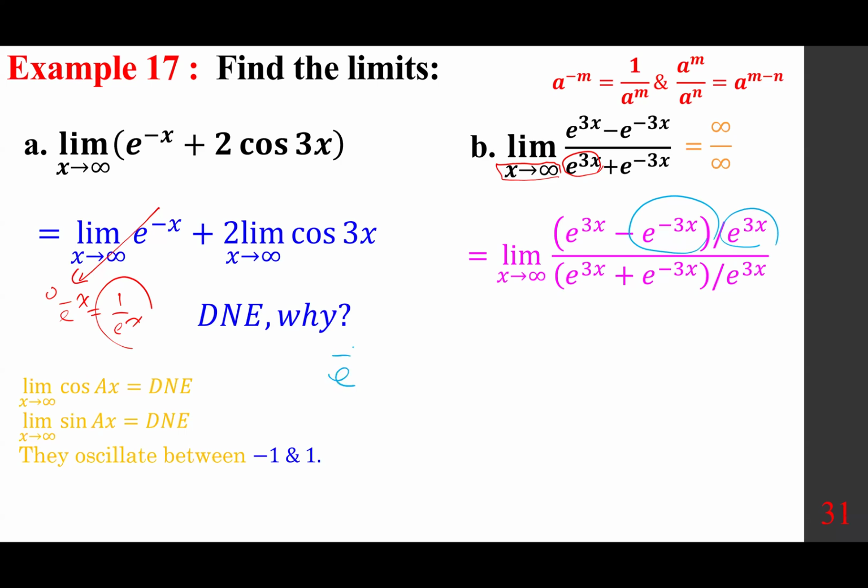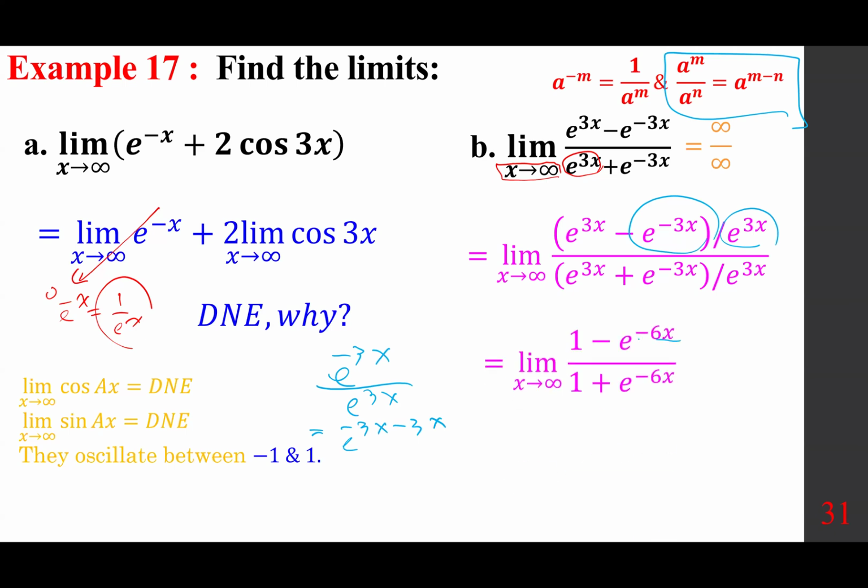So e to the power of minus 3x divided by e to the power of 3x, according to this exponential rule, is e to the power of minus 3x minus 3x, and that gives us e to the power of minus 6x. And that's the same thing for this piece in the denominator. And of course, as x approaches infinity, e to the power of negative 6x goes to 0. So does this one. And the answer is 1 over 1.